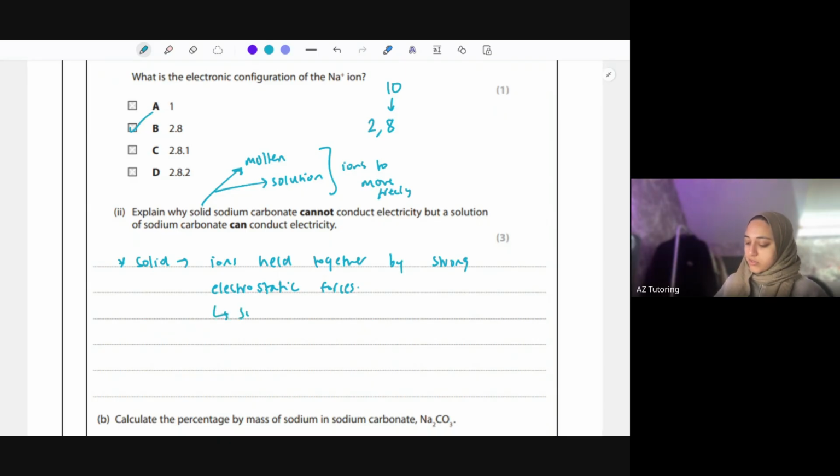The second mark, you explain that. So the ions cannot move, and if they can't move, they can't conduct electricity. Whereas if you put it in a solution, the ions are therefore free to move. So in solution, the ions are free to move, so can conduct electricity.